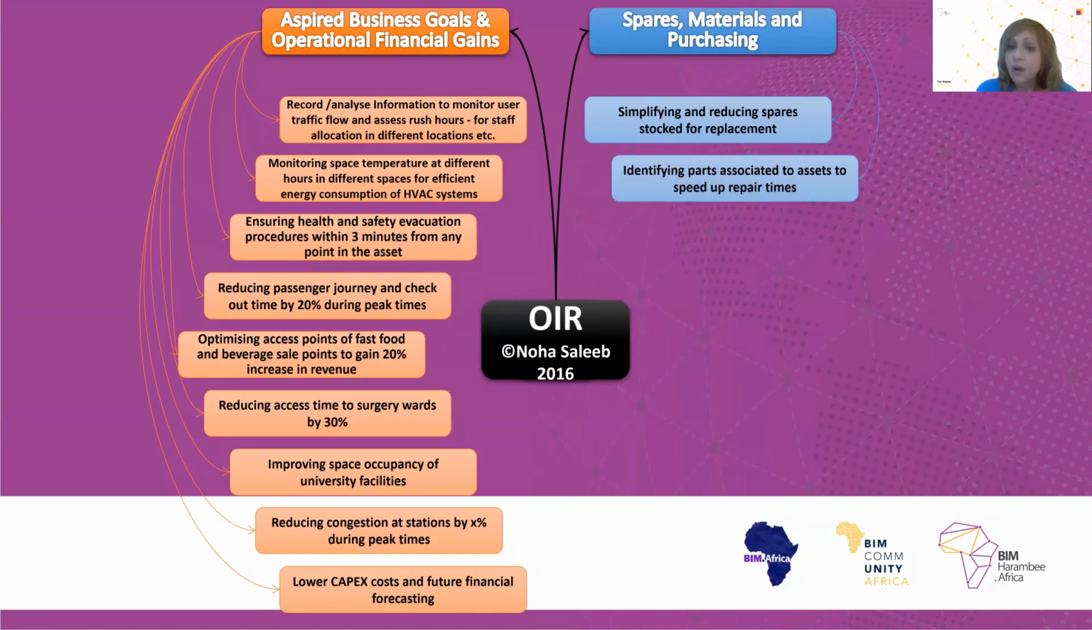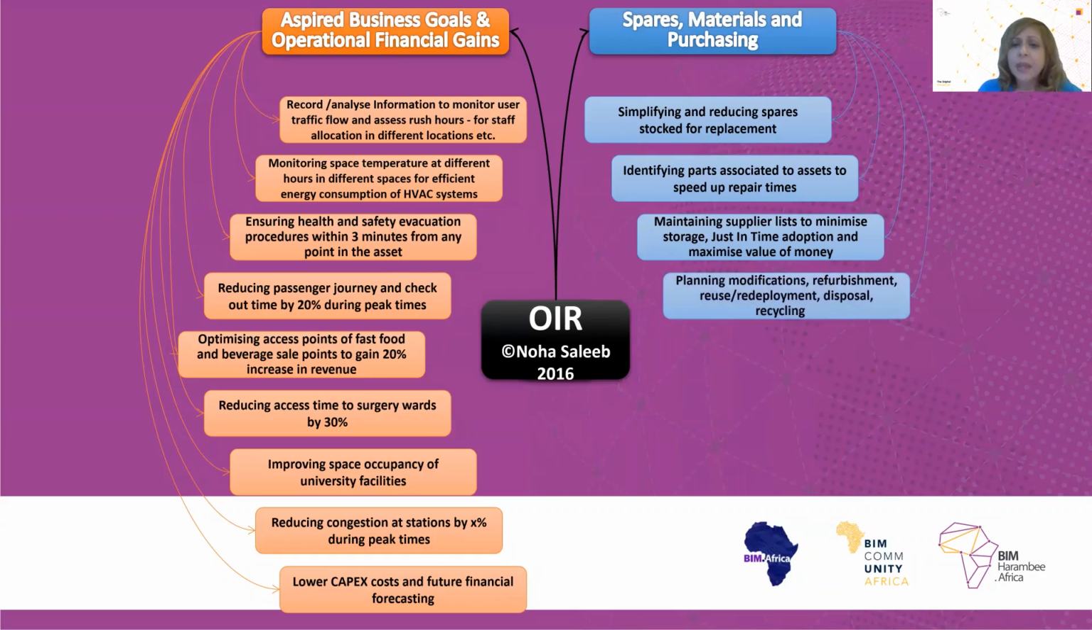Identifying parts associated with speeding repair time. So we're specifically talking about repair times now. For example, using just-in-time adoption for maintaining and operating the facilities. Planning modifications and refurbishments, reusing, recycling, managing the waste disposal. So again, going back to that waste and becoming lean in the facilities and operations management, that is a very, very important objective.